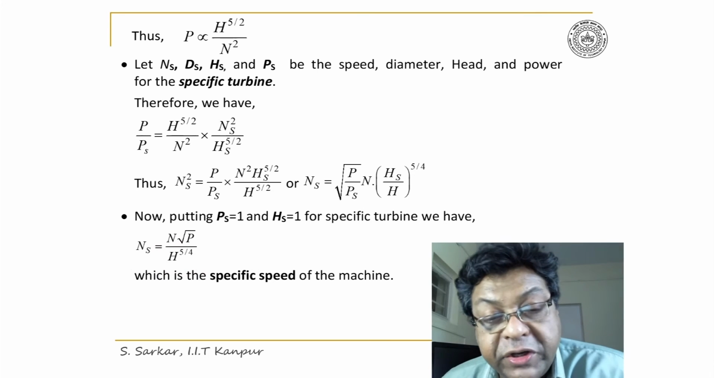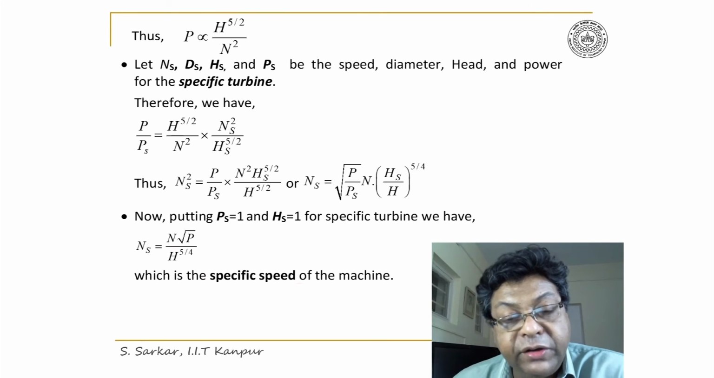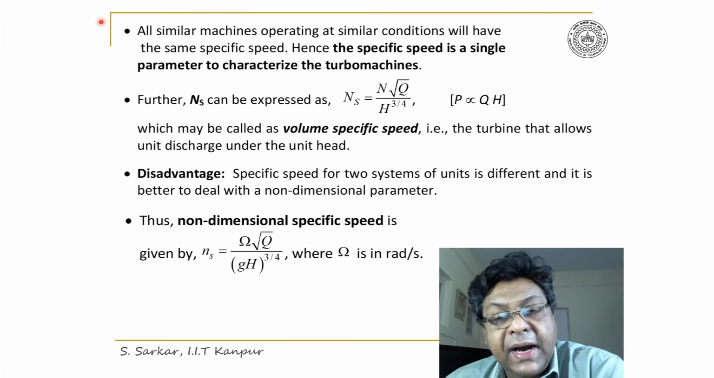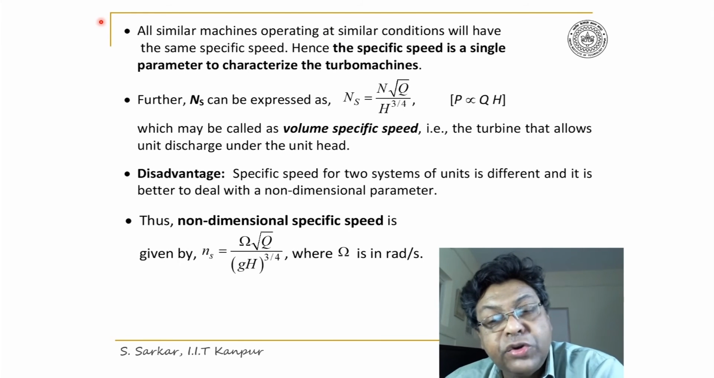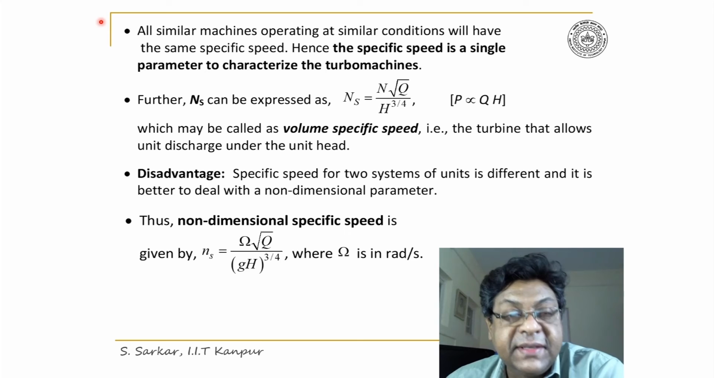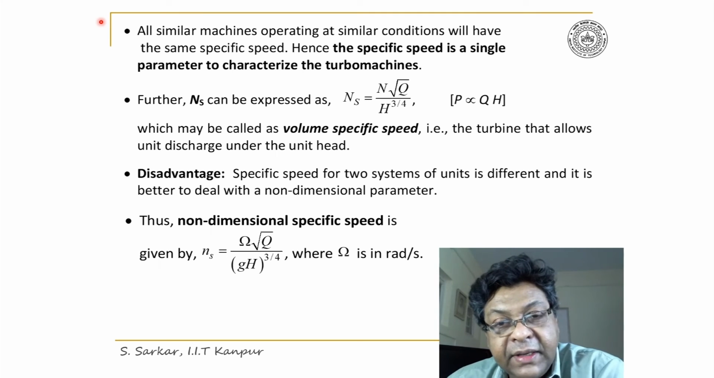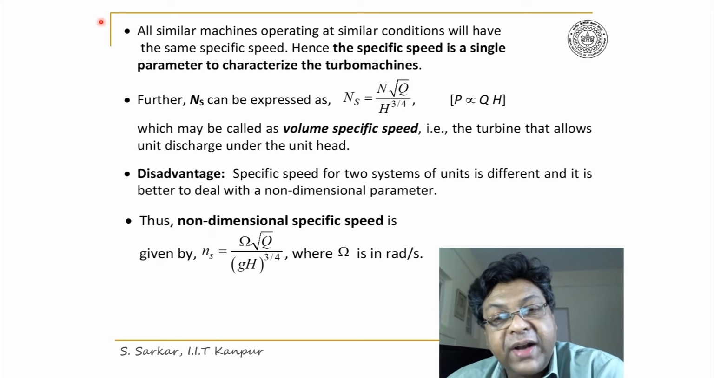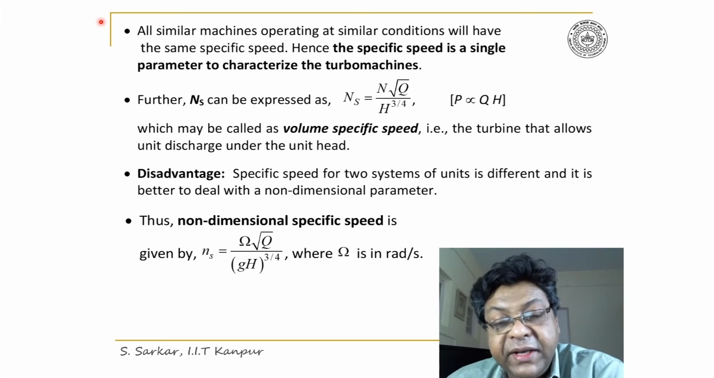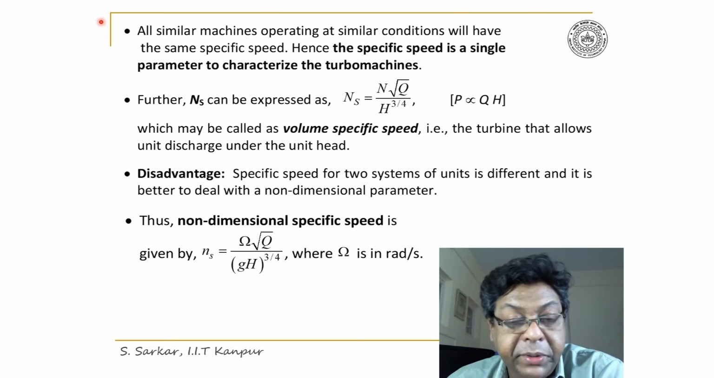This is the expression for the specific speed of a turbine. I have expressed here the physical significance of specific speed: all similar machines operating at similar conditions will have the same specific speed. Hence, the specific speed is a single parameter to characterize the machines. To explain further, if two machines are designed on the same philosophy, the specific speed must be the same.